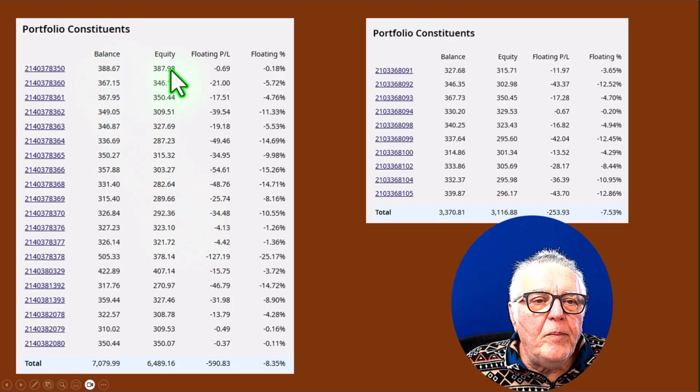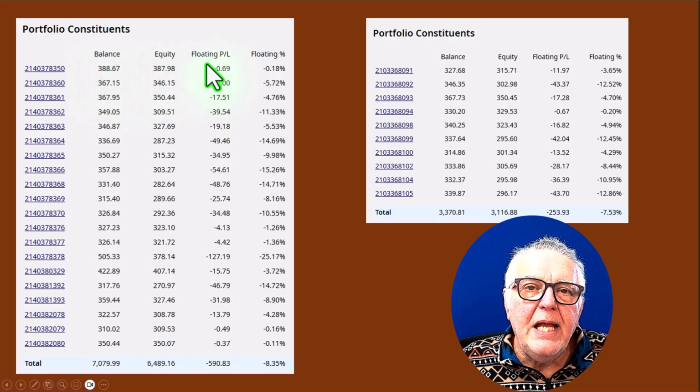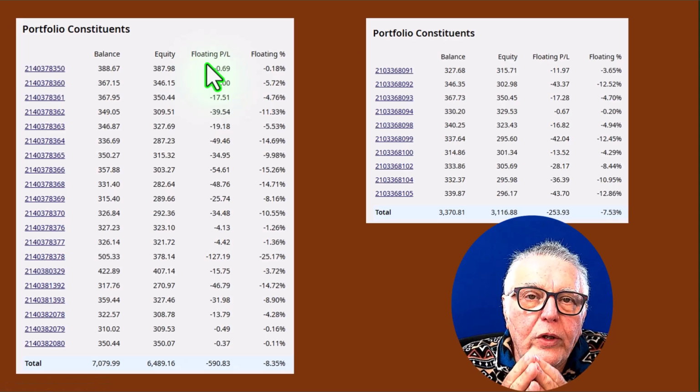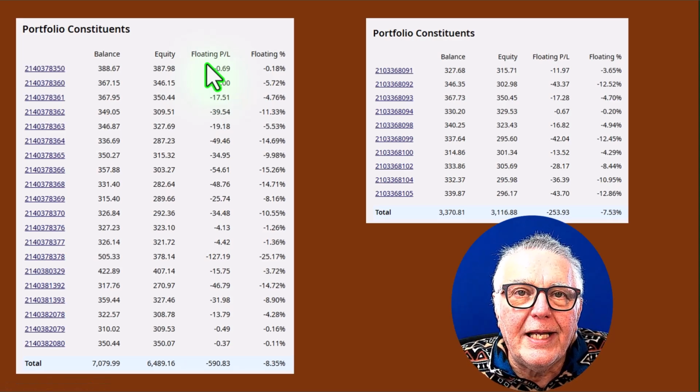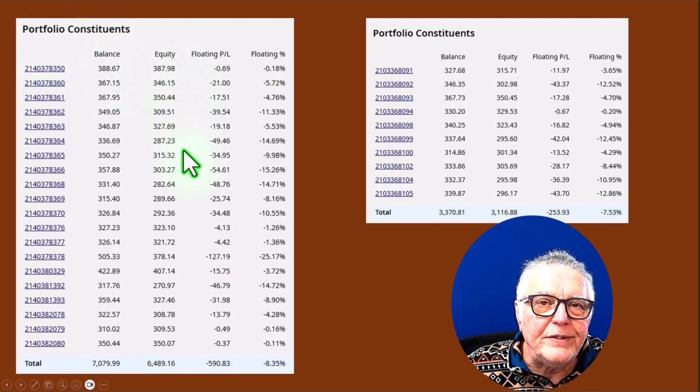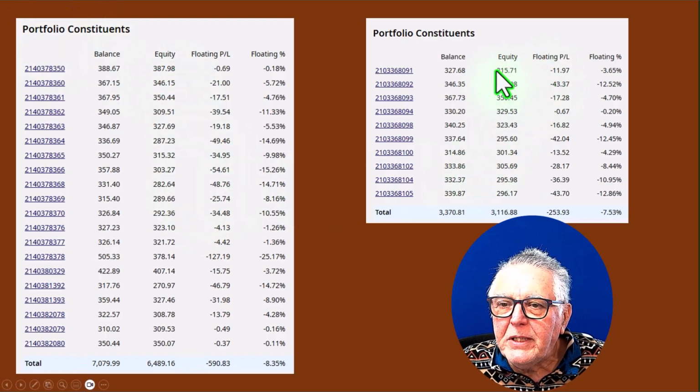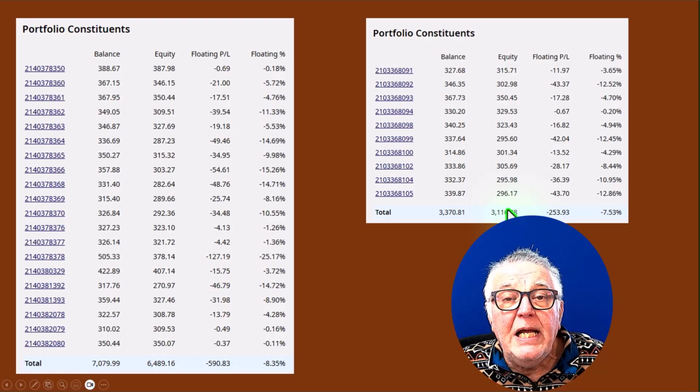And here's an example of an account where you can see the balance is not much different from the equity. So what must have happened there is that it closed all the trades and started trading again at a nice big profit. So that's the demo version. And then this one's a bit younger.